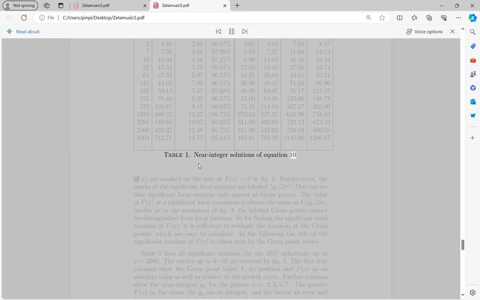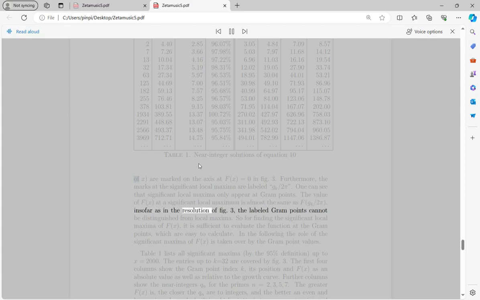Solutions of equation 10 are marked on the axis at f(x) equals 0 in Figure 3. Furthermore, the marks at the significant local maxima are labeled g_k/2π. One can see that significant local maxima only appear at Gram points. The value of f(x) at a significant local maximum is almost the same as f(g_k/2π).